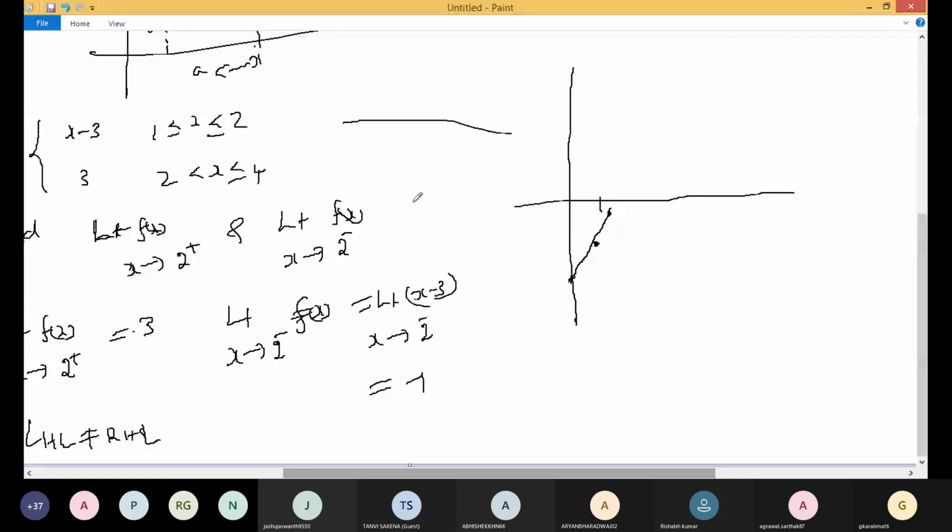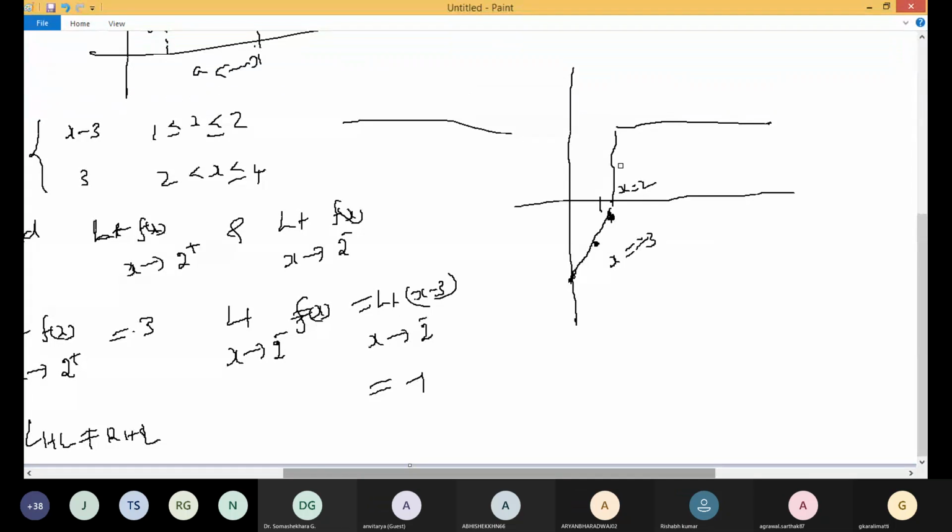When x is equal to 2, what is 2 minus 3? It is minus 1, somewhere here. The graph is like this. Next, when x is equal to 2, it will become 3. 2 to 4, I can say. So this is x equal to 2, and the graph is like this. Actually, this is x minus 3. Through the graph you can understand.